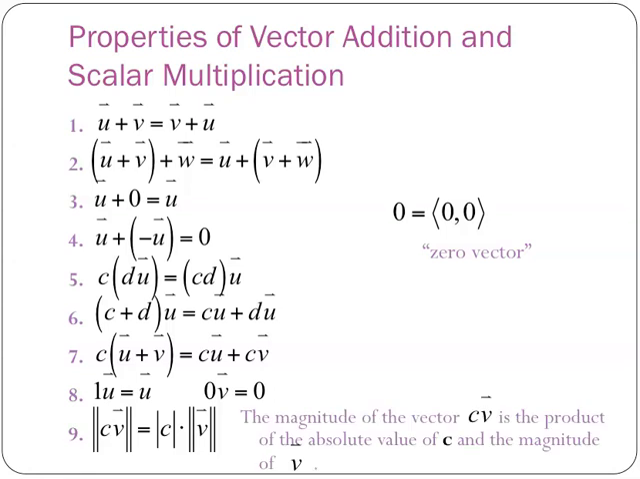Okay, so the magnitude of the vector c times v, vector v, is the product of the absolute value of c and the magnitude of vector v. And those are all the properties with vector addition and scalar multiplication that you should be familiar with.